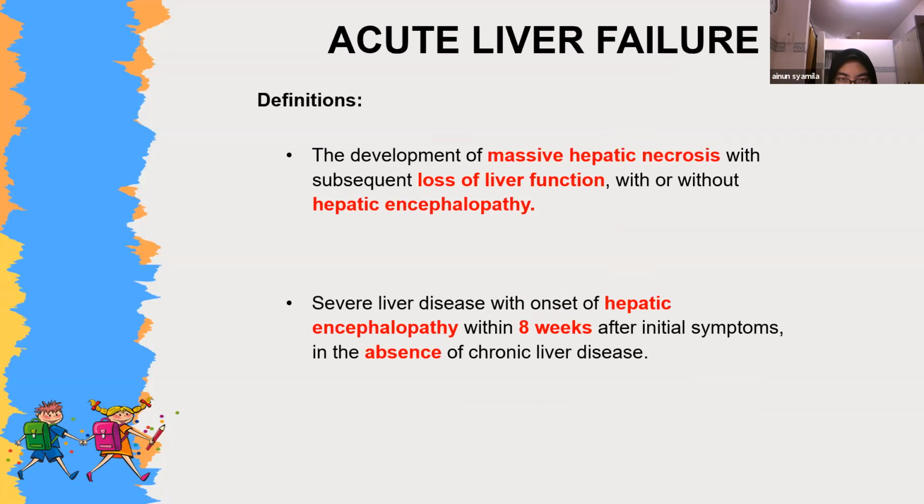However, based on the Sunflower textbook, the definition of acute liver failure is when there is development of massive hepatic necrosis with subsequent loss of liver function, with or without hepatic encephalopathy. And the Essential textbook describes it as a severe liver disease with onset of hepatic encephalopathy within 8 weeks after the initial symptom in the absence of chronic liver disease.